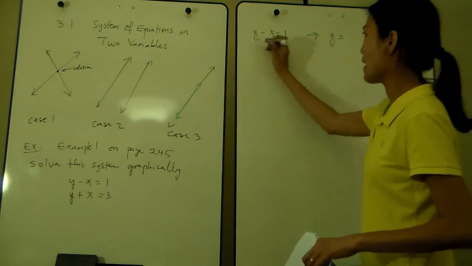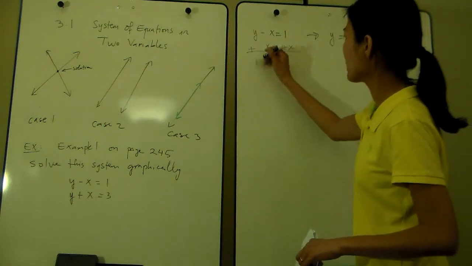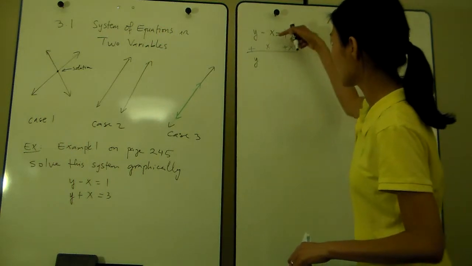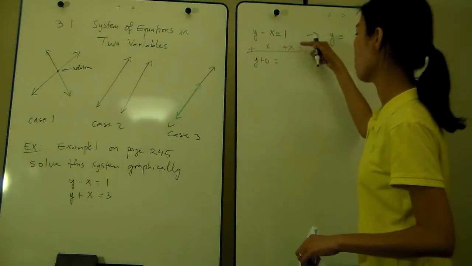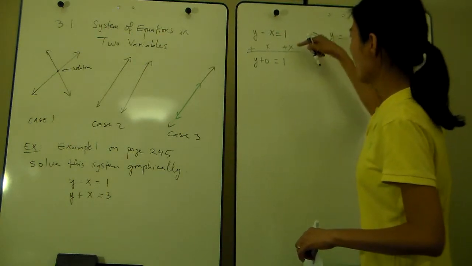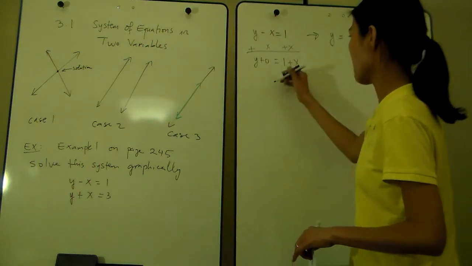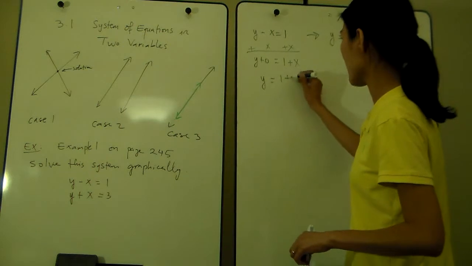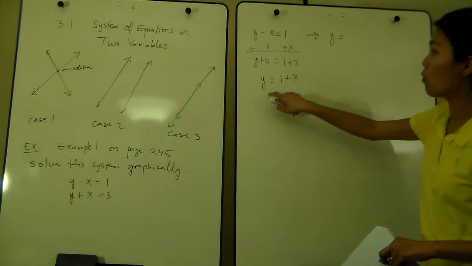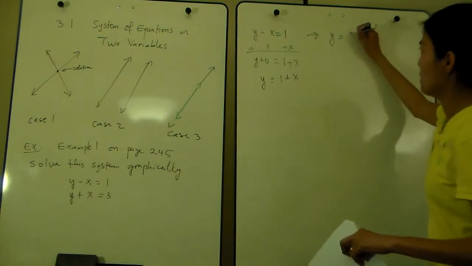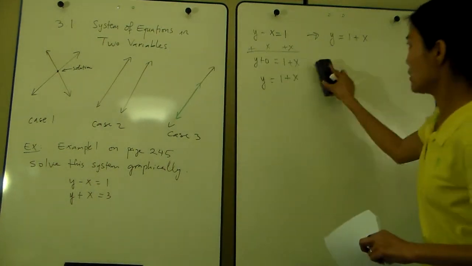I can solve for y by adding x on both sides. y plus 0 is y. Negative x plus x is 0. On the right, 1 plus 0 is 1, and x plus nothing is x. Simplify, and you have y equals 1 plus x. This is the step to obtain y equals 1 plus x. Let me rewrite this here.